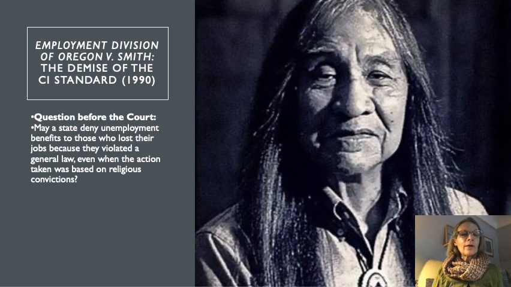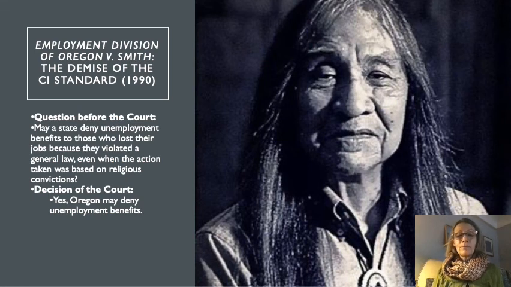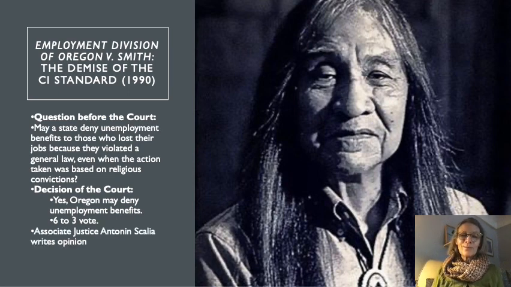So the question before the court is, may a state deny unemployment benefits to those who lost their job because they violated a general criminal law, even when the action taken was based on religious convictions? And the decision of the court, in a 6-3 decision, said that yes, Oregon may deny these two gentlemen unemployment benefits. The opinion is written by Associate Justice Antonin Scalia, who you'll be reading about in your book. He's got a very large personality.